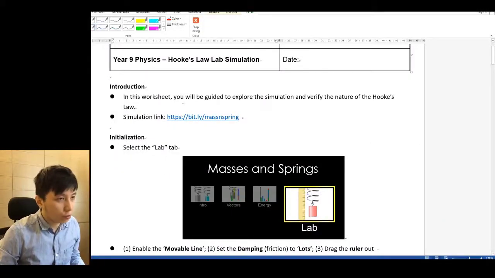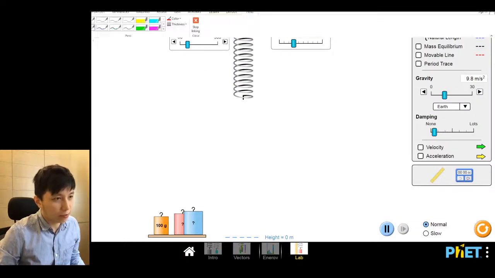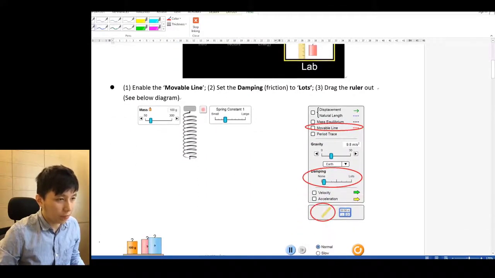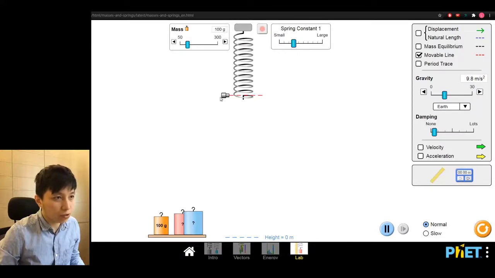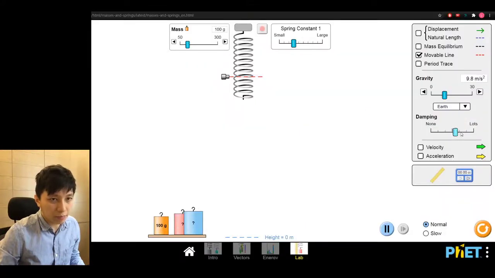First of all, you have to go to the simulation, which is here. And here's a tab that we're going in. Then you have to select the movable line, which is useful for measuring later on, and also set the damping to be maximum, and also take out the ruler as well.